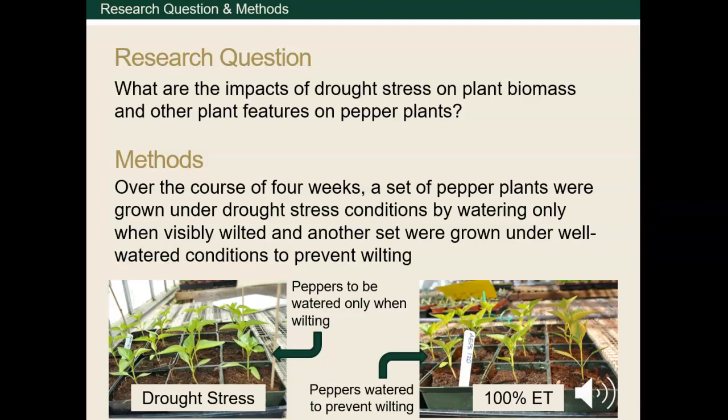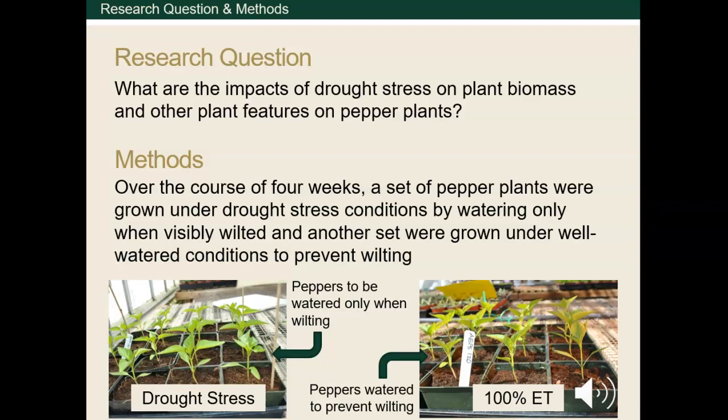Let's start by forming our research question. Normally, you want a very focused question so that you can clearly answer it. In this case, we're trying to keep it refined, but it's still a little broad. For the purposes of this class, this is okay. We'll be observing effects of drought stress over the course of 4 weeks, and we want to know the impact this will have on plant biomass and other plant features. We're going to make general observations, perform stem height and leaf count measurements, and then measure plant dry weights.